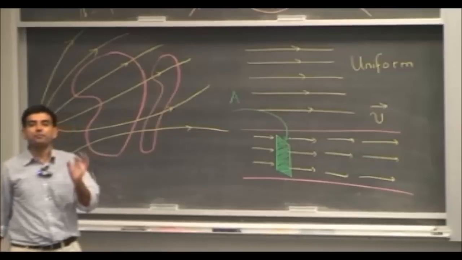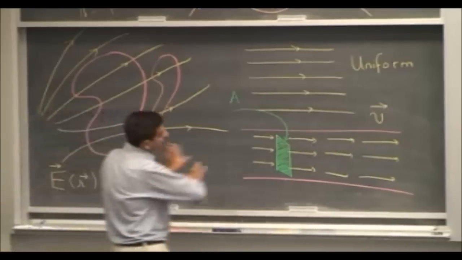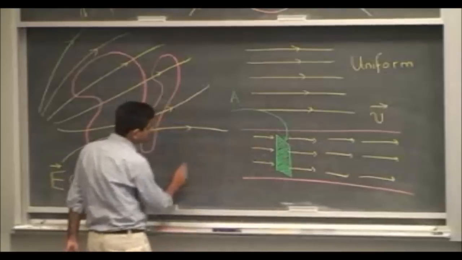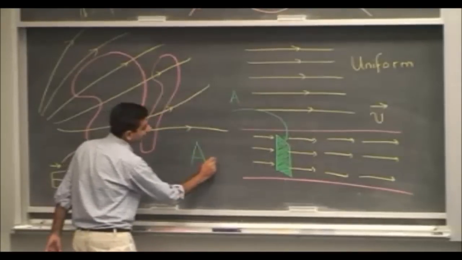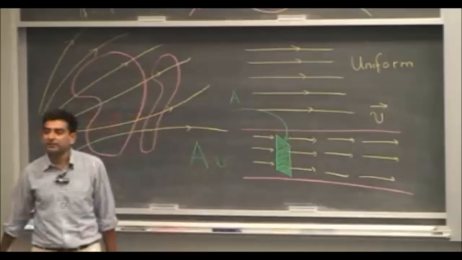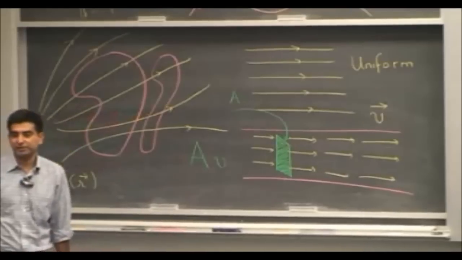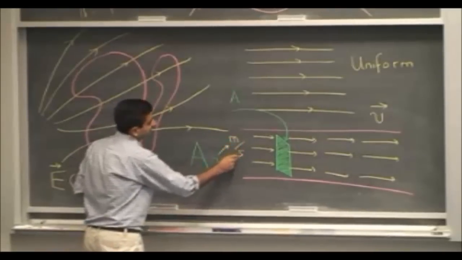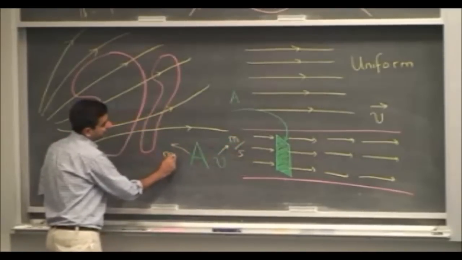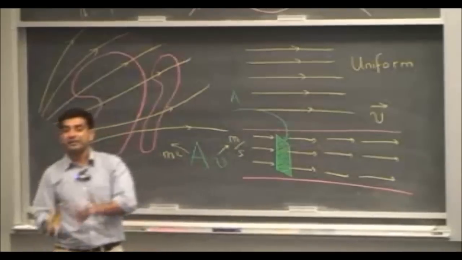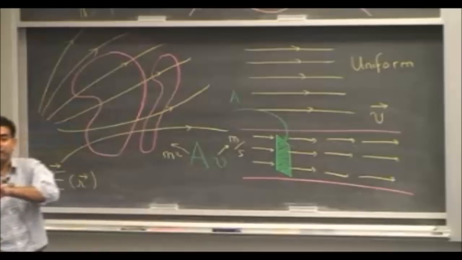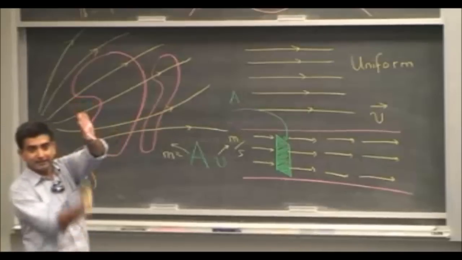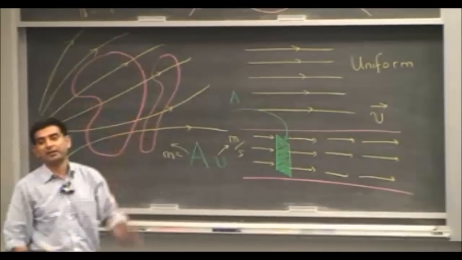Times t. Alright, so per unit time, the amount of liquid that pierces this surface is the area of the surface A times the speed, the magnitude of the velocity v. This speed has units of meters per second. This area has units of meter square. So A times v has units of meter cube per second. So it's the volume of liquid that pierces this two-dimensional plane per unit time.